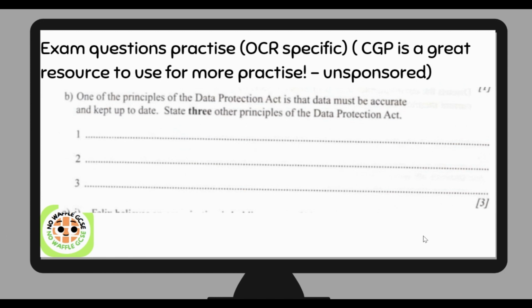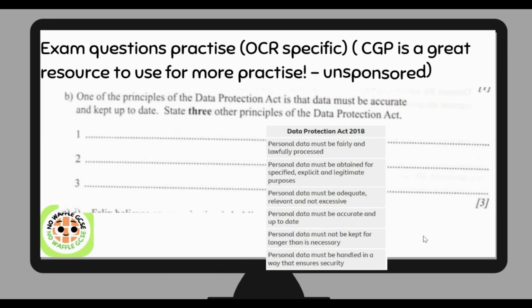Now, exam question practice, OCR specific. This is a really good question from CGP. No, it's not sponsored or anything, but it's just a really good resource. So the question is, one of the principles of the Data Protection Act is that data must be accurate and kept up to date. State three other principles of the Data Protection Act. Now, you could very well be asked this in your exam, so if you are unable to recall this as quick as possible, remember to revise over this topic.